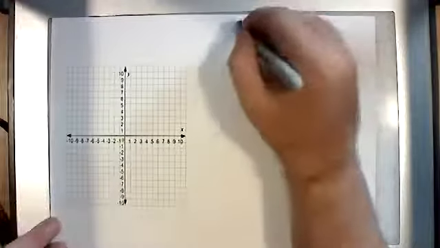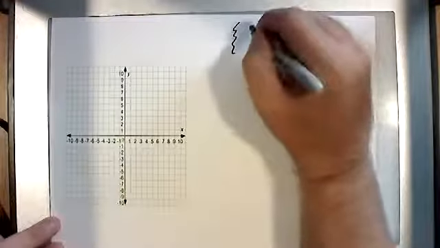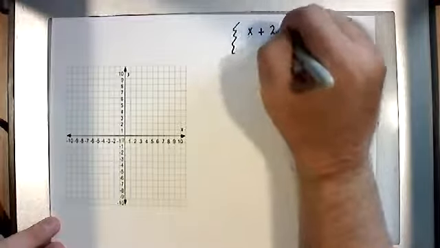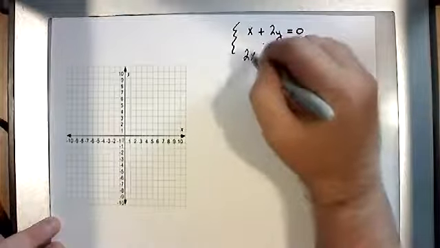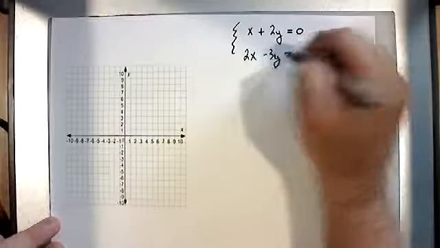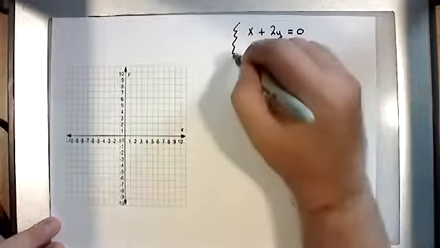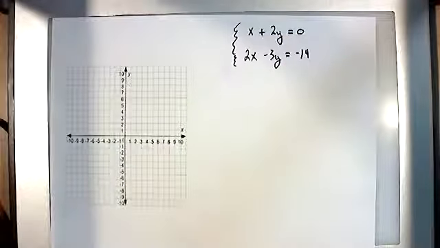So in this case, our system of equations is maybe something like x plus 2y equals 0, and 2x minus 3y equals, I don't know, -14, something like that. So first things first, you recognize this is going to be a little bit more of a pain because they're not in y equals mx plus b. So go ahead, take a minute, get these into y equals mx plus b.